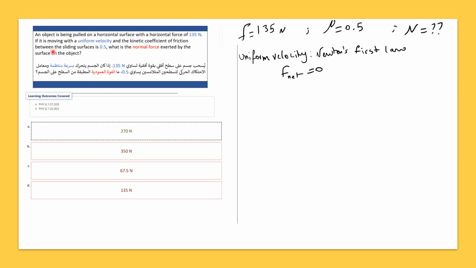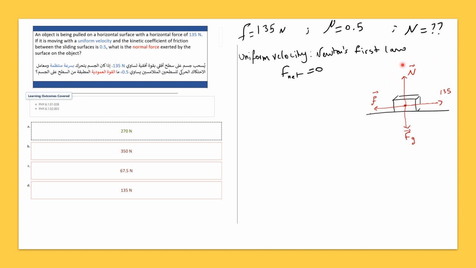Next, an object is being pulled on a horizontal surface with a force of 135 Newtons. It's moving with uniform velocity. Uniform velocity means you are using Newton's first law because there is no acceleration, so F net equals 0. We are asking for the normal force. How do we calculate the normal force? Here is the picture. There are four forces acting on the body: 135 Newtons, the force of friction, the force of gravity, and the normal force.